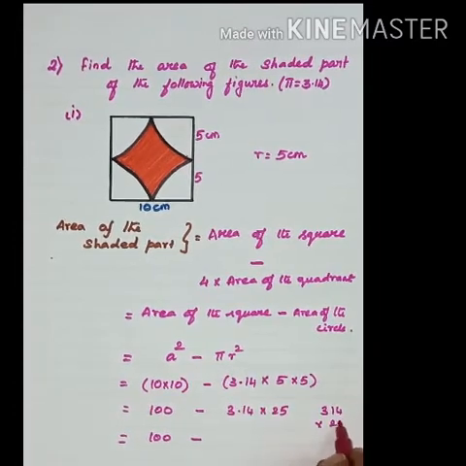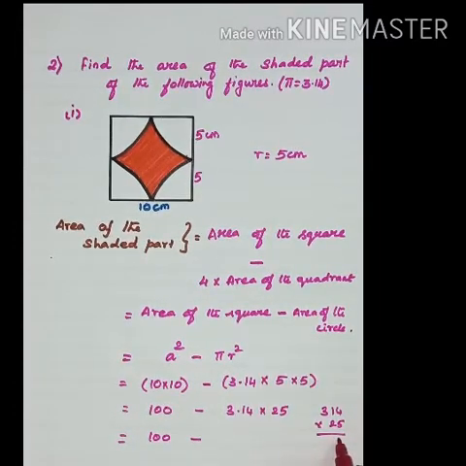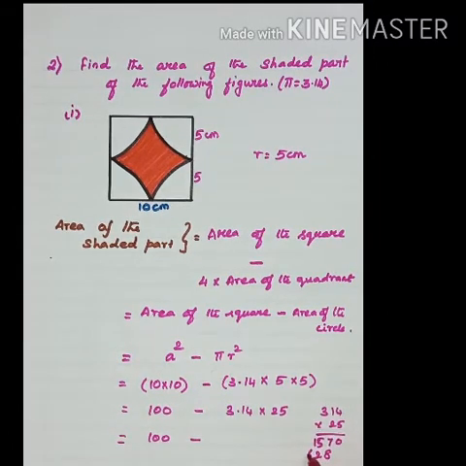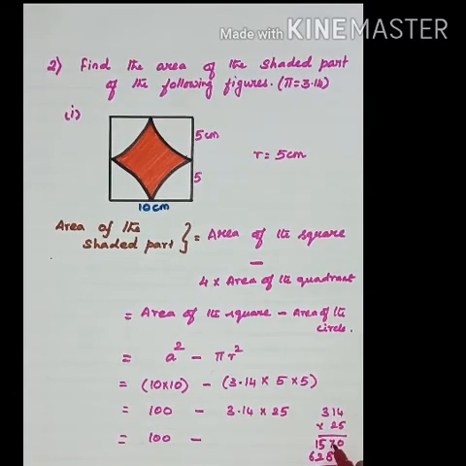Into 25. 5 4s are 20. Balance 2. 1 5s are 5. 5 plus 2 is 7. 3 5s are 15. 2 4s are 8. 1 2s are 2. 3 2s are 6. 8 plus 7 is 15. Balance 1. 7 plus 1 is 8. 6 plus 1 is 7.